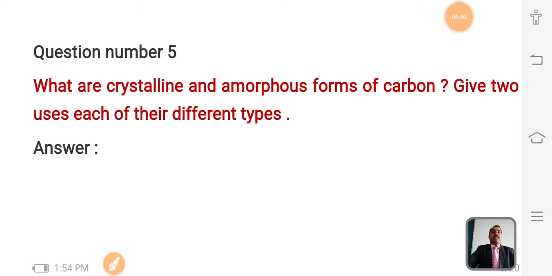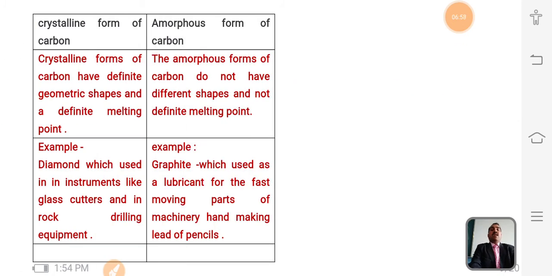Okay my dear. Now question number 5. What are crystalline and amorphous forms of carbon? Give 2 uses of each of their different types. Now here we will discuss the crystalline and amorphous forms. For the crystalline form of carbon, we can tell that it has a definite symmetrical shape and a definite melting point, as we have just discussed. And for the definite melting point, you can use the suitable word that it has a sharp melting point.